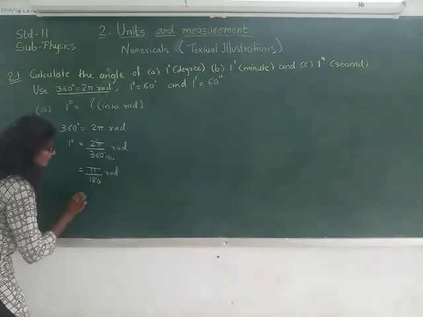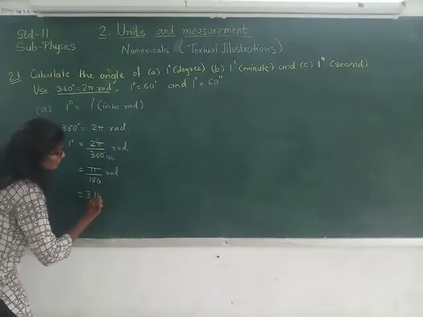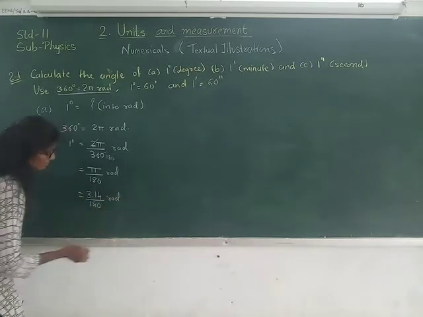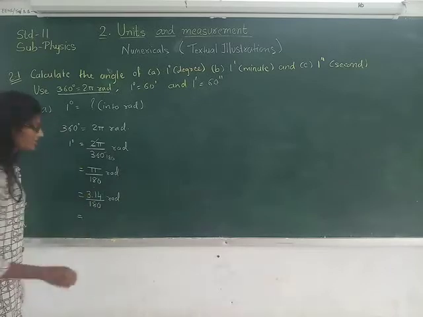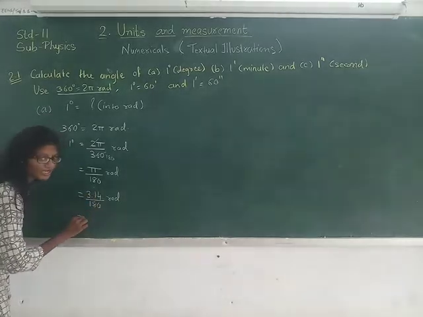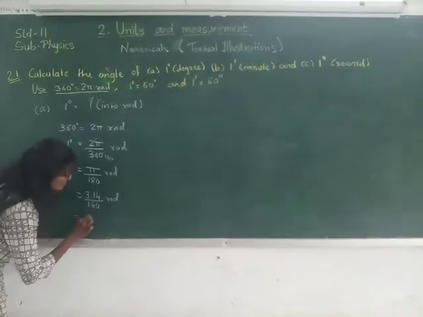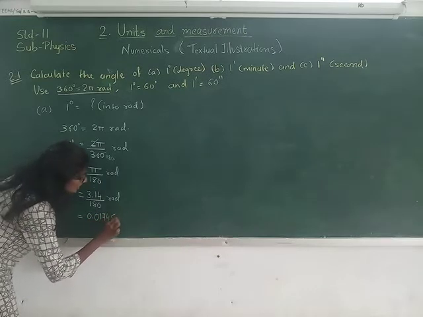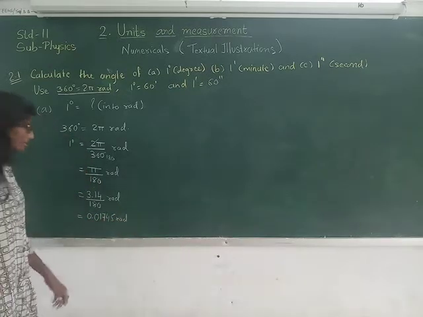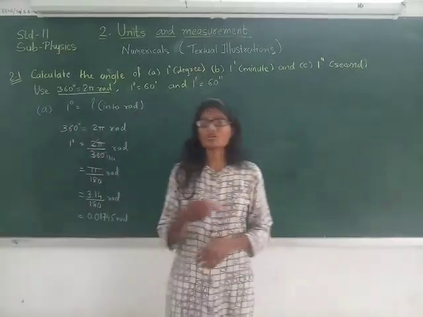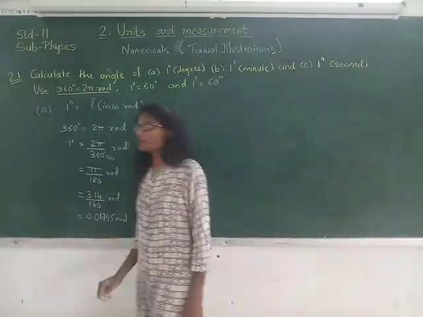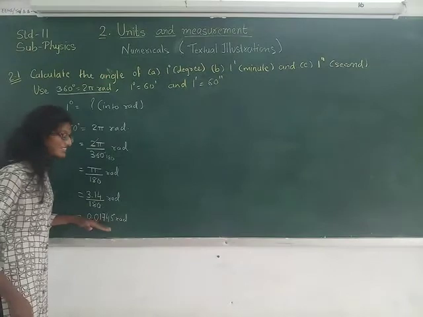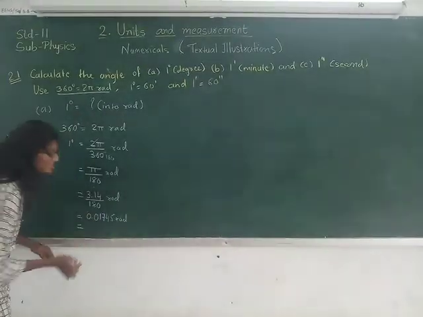Putting this value of pi, that is 3.14 upon 180. When we calculate this, right, dividing 3.14 by 180, we get the value 0.01745 radian, right? Now see, now whenever we will be solving the numericals, you just need a 1 digit, and after that you need to shift the decimal point. As for it is okay to keep it like this, but it is better to shift.